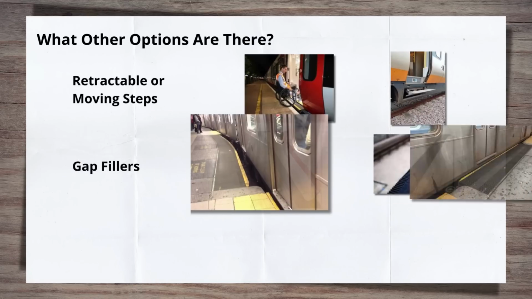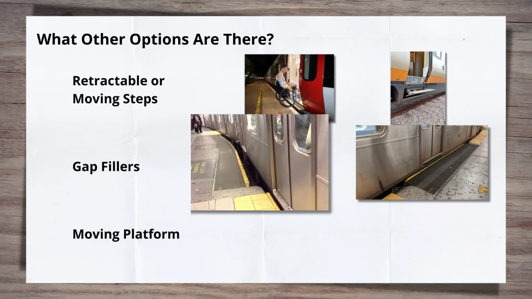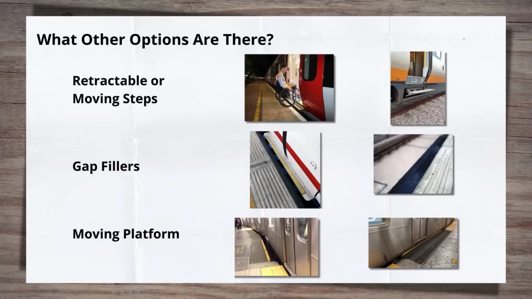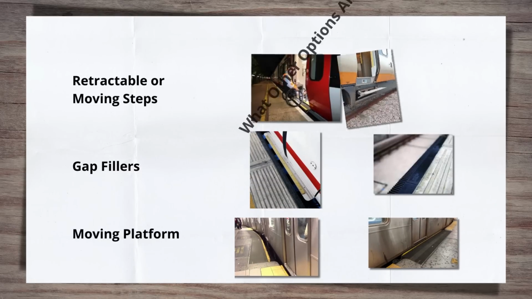Moving platforms. Sections of moving platform that extend to fill gaps once the train has come to a stop, particularly useful in a centre throw situation. It's likely that in the future we'll see more of these options used to further reduce the risk to passengers.